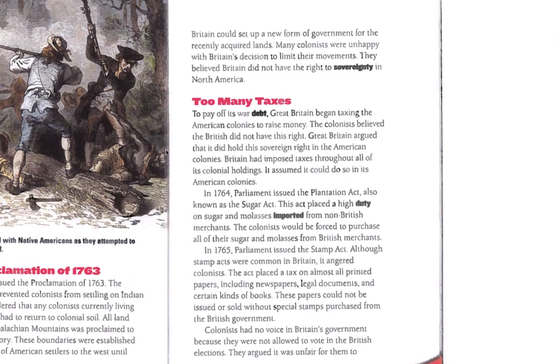Many colonists were unhappy with Britain's decision to limit their movements. They believed Britain did not have the right to sovereignty in North America. Sovereignty means power to rule. So a lot of people who were living in America got upset because they couldn't be making their own decisions.